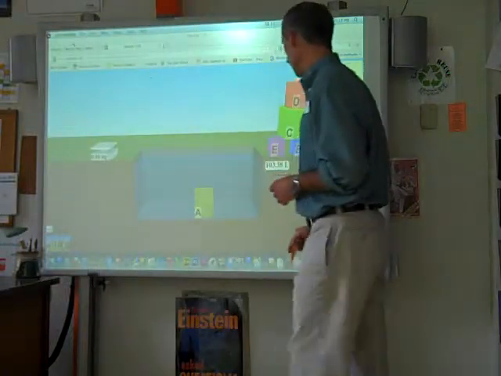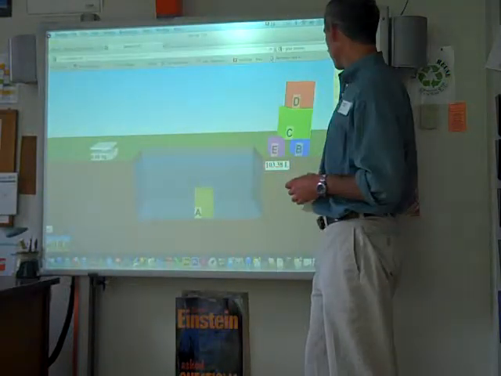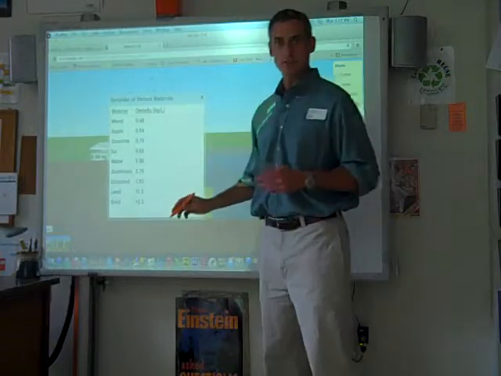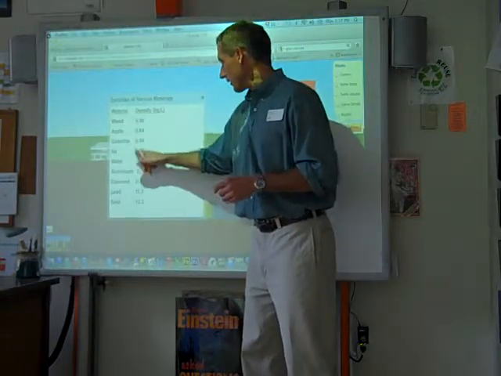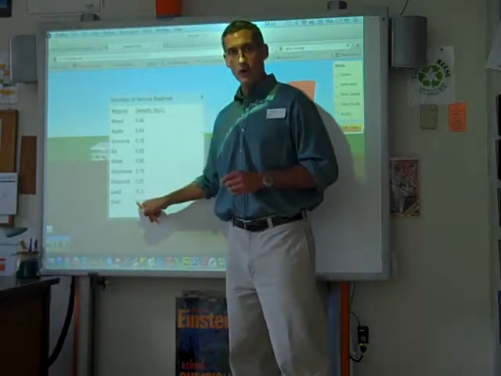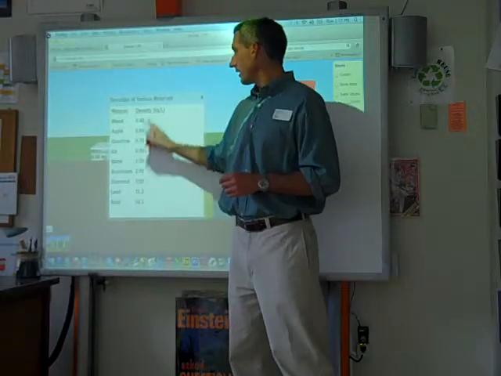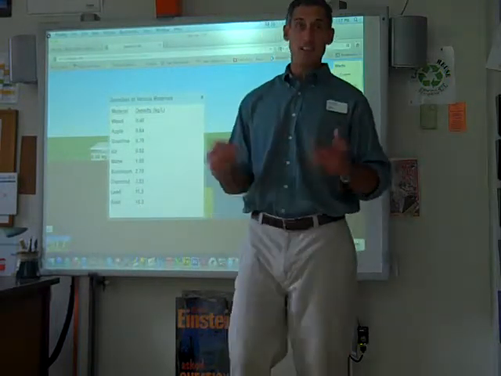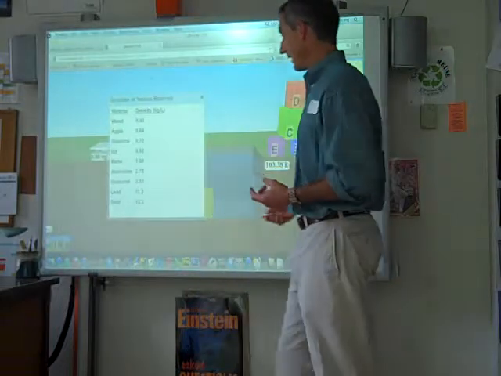So let's go back to our simulation, and we'll try to identify what that mystery block was. On our table here, it'll show us some density values for certain materials. We go down the list, and guess what? Gold has a density of 19.3 kilograms per liter. And that's really dense. It doesn't get much denser than that.